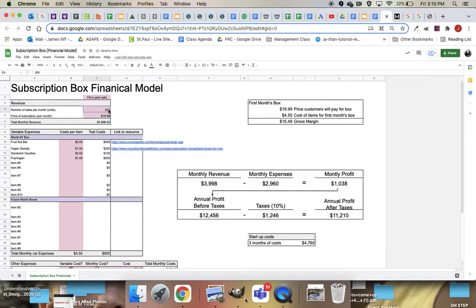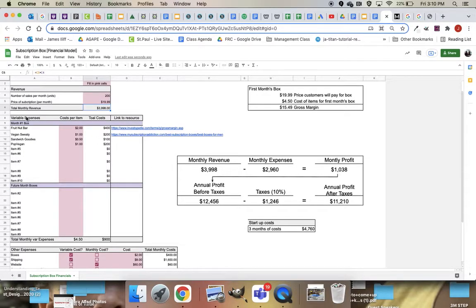Well, hey, if you sell, this is revenue. Notice that this is your revenue section. If you sell 200 boxes a month at $19.99, your total monthly revenue is going to be $3,998. That's really exciting.